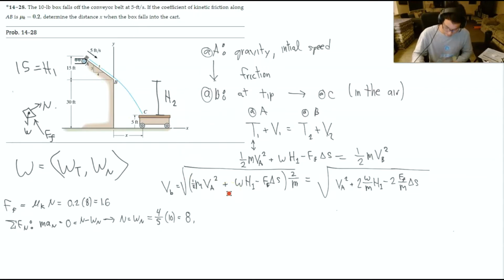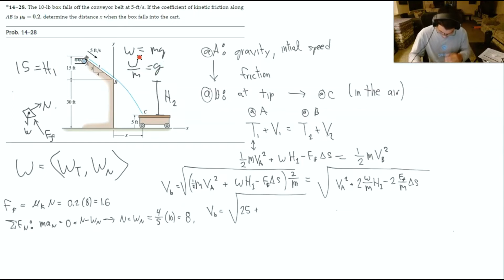So now we're going to fill in all the stuff for VB. So VB. Okay, VA squared is, well, it's 5 squared, which is 25. And plus, okay, and real quick, let's go up here. So weight. Weight is equal to mass times gravity. So then when we do weight divided by m, we just get gravity, right? So we'll have 2, and then gravity is 32.2, right? 2 times 32.2 is 64.4. And then H1 is 15.